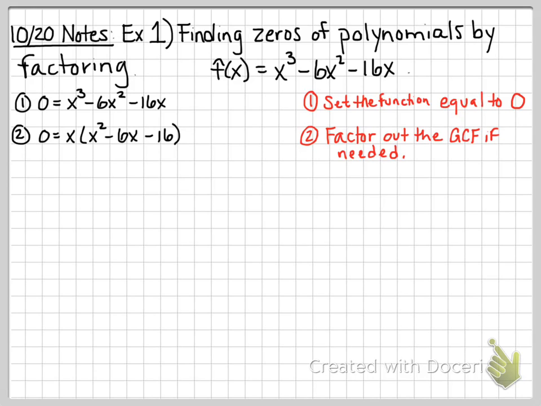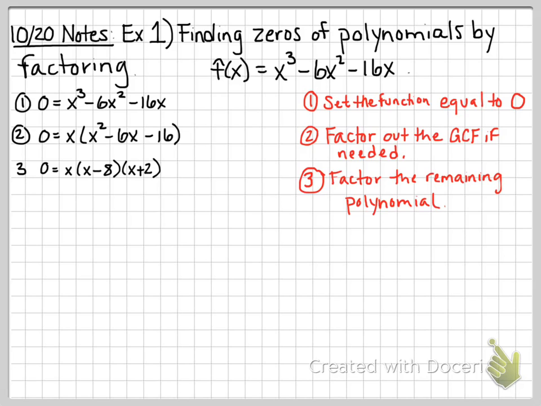In this specific example, x is the greatest common factor, so I factored an x out of each term, and we're left with x times x squared minus 6x minus 16. From here, we're going to factor the remaining polynomial x squared minus 6x minus 16.